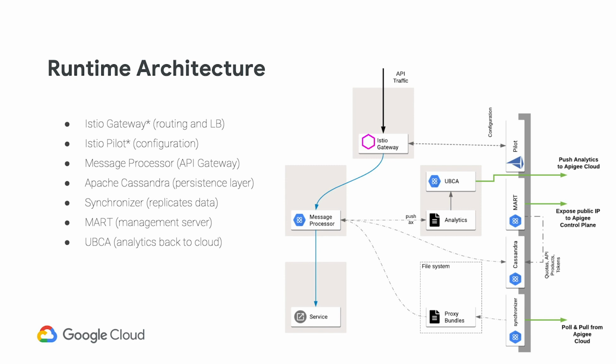Does Cassandra in the runtime architecture get used only for caching, or is it also temporary storage for analytics before they are pushed to the cloud? Cassandra is not used for analytics. So Cassandra is used for the following use cases. API products, access tokens, API keys, cache and KVM are the entities that are stored in Cassandra. Nothing else is stored there. And this data that I'm talking about, which is cache, KVM, access tokens, keys, products, and all that, is only stored in Cassandra. There is no copy of that maintained in the cloud. So this data is only persisted in the customer's Cassandra.